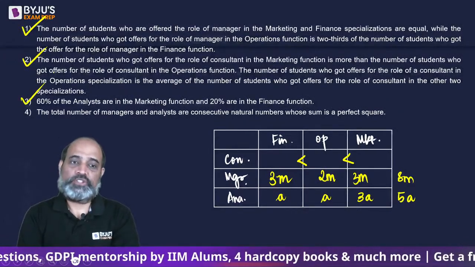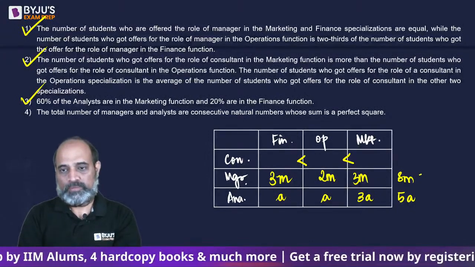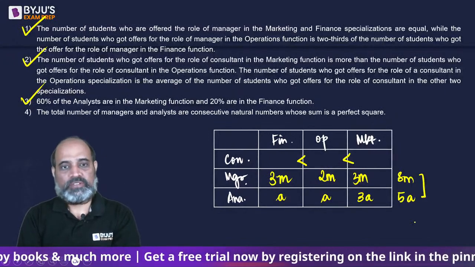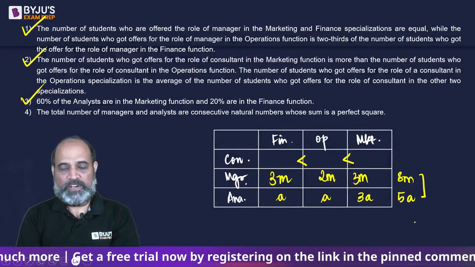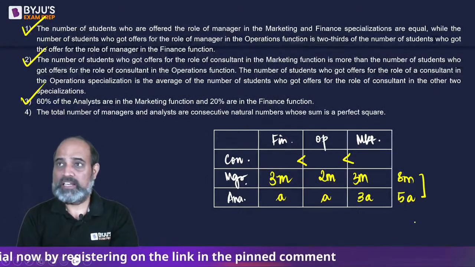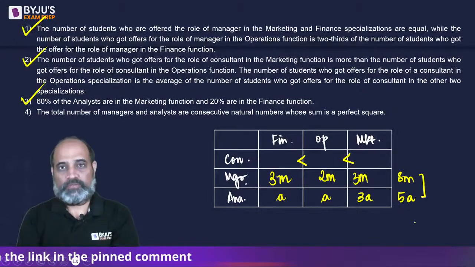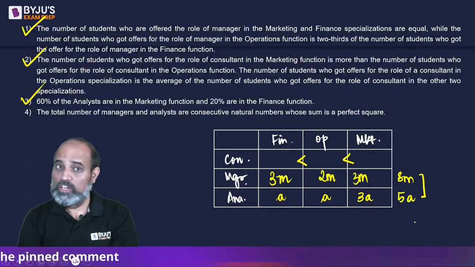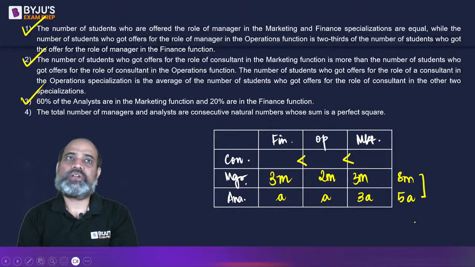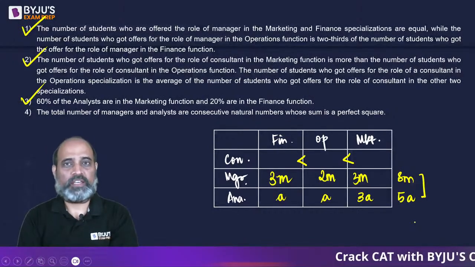Fourth, the total number of managers and analysts, total number as in their sum, are consecutive natural numbers whose sum is a perfect square. Okay, 5A and 8M are consecutive numbers and their sum is a perfect square. Now, which one is smaller between 5A and 8M? That we don't know. Let's not try to write an equation. Let's think about one thing.